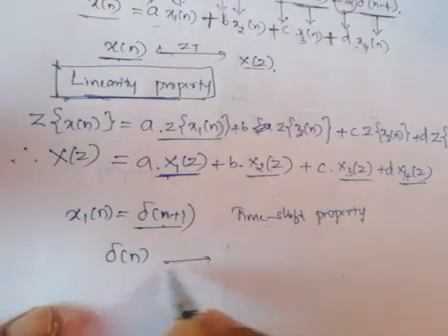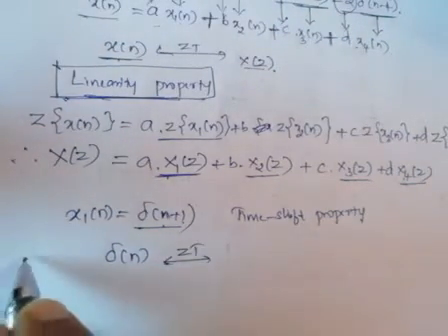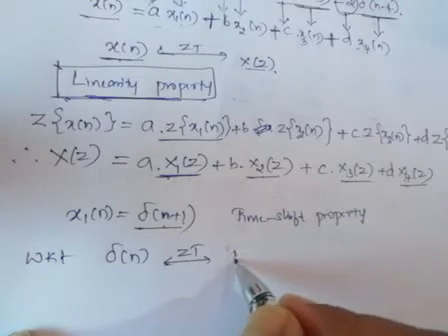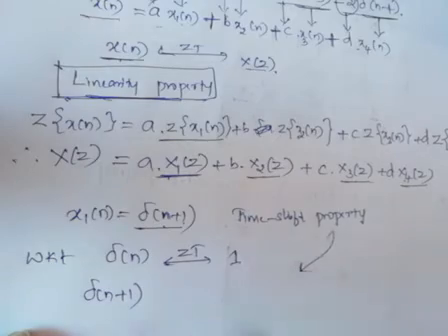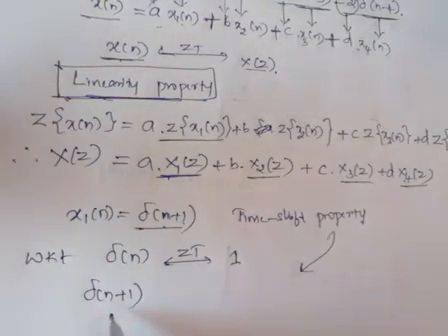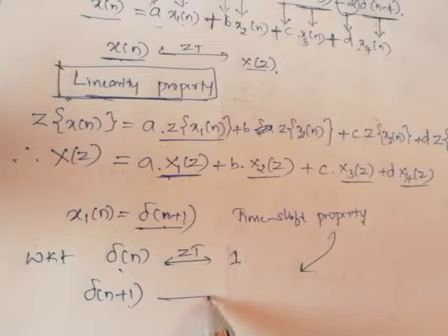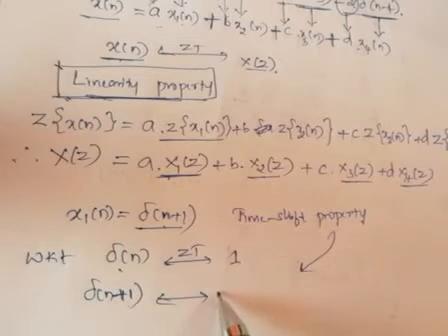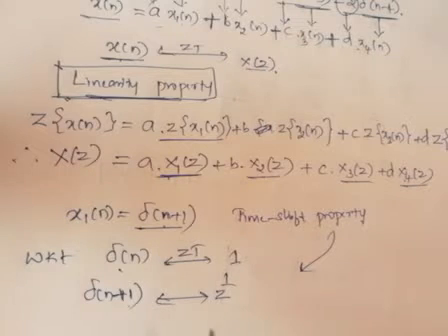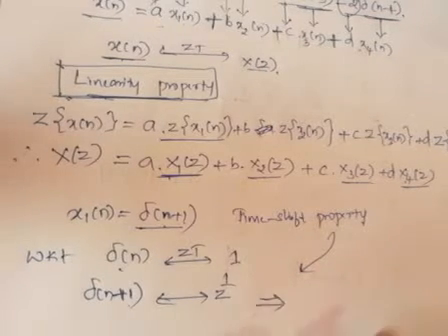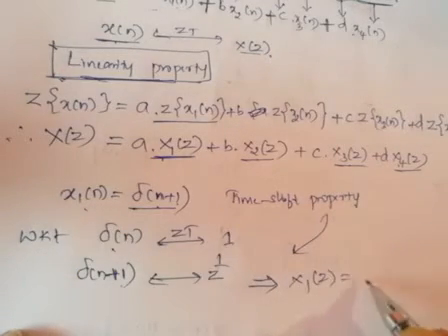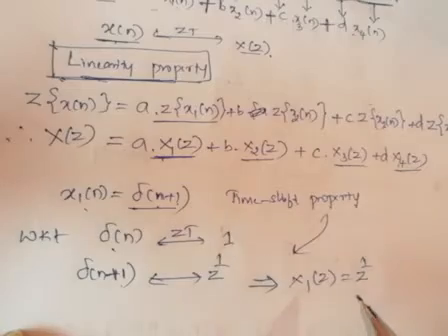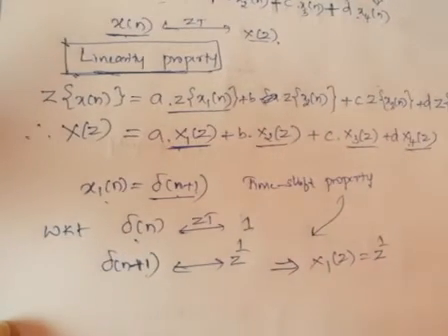We know the ZT pair of delta of n is 1. Next, with the help of the time shift property, delta of n is shifted by 1. Here plus 1 is there, so z to the power plus 1. So with reference to this property, the Z transform x1 of z equal to z to the power 1. Okay, fine.